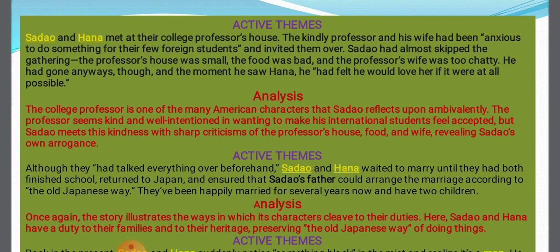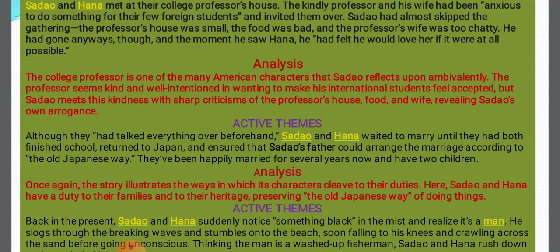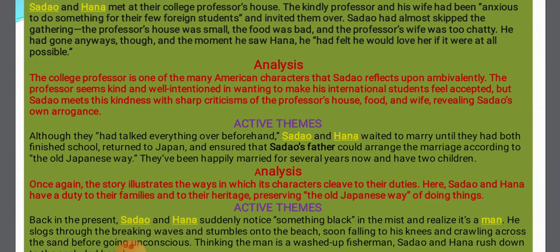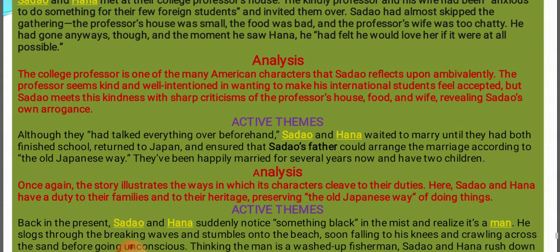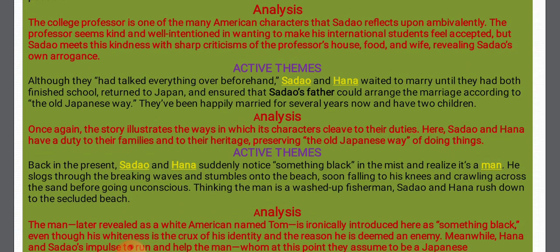He had gone anyway. In the analysis part we'll see the college professor is one of many American characters that Sadao reflects upon ambivalently. The professor seems kind and well intentioned in wanting to make his international students feel accepted, but Sadao meets his kindness with sharp criticism of the professor's house, food, and wife, revealing Sadao's own arrogance. Now we'll see the next part, on the active theme.